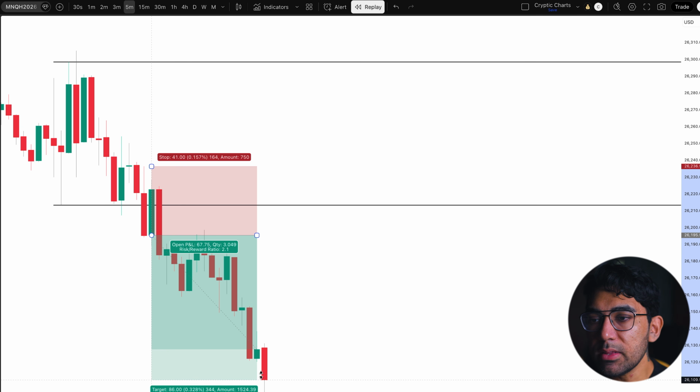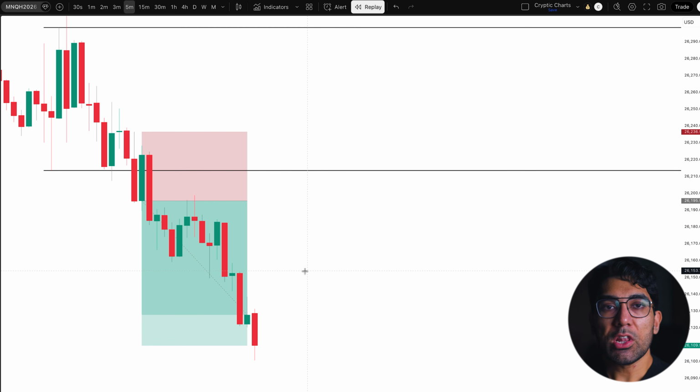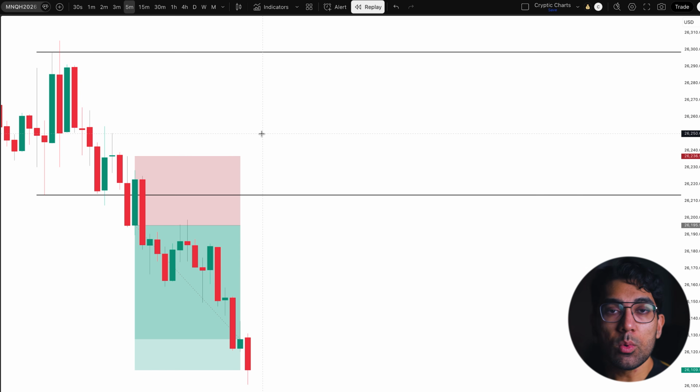You could have easily picked up your 2R relatively easily here. However, this is not following the principles of the rules of this strategy. This would be gambling, okay? Because you're not actually following the rules. You have to follow the model exactly. If you don't get that fair value gap sequence, you don't take the trade. And that's what's going to allow you to preserve a really, really good win rate over time. So let's take a look at how this strategy actually performed over a 3-month period.